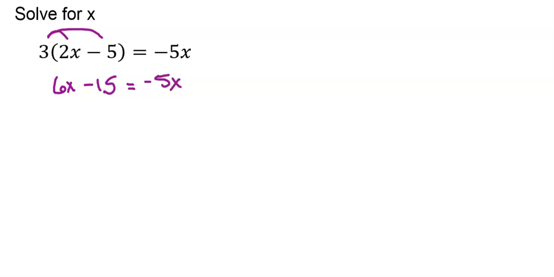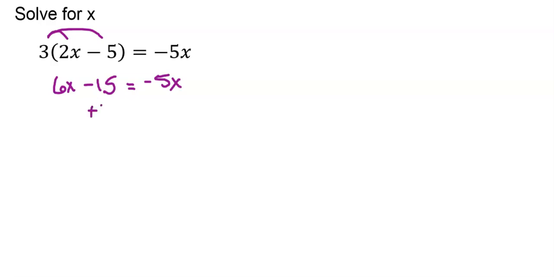Now we want to get all our variable terms on one side of the equation, all our number terms on the other. It doesn't matter which side we put the variable terms or the number terms on, as long as we have like terms collected on each side of the equation. So I think what I'm going to do is get the variable terms on the left side, number terms on the right. It's going to take me an extra step, but I think it's what most of you probably would lean toward doing.